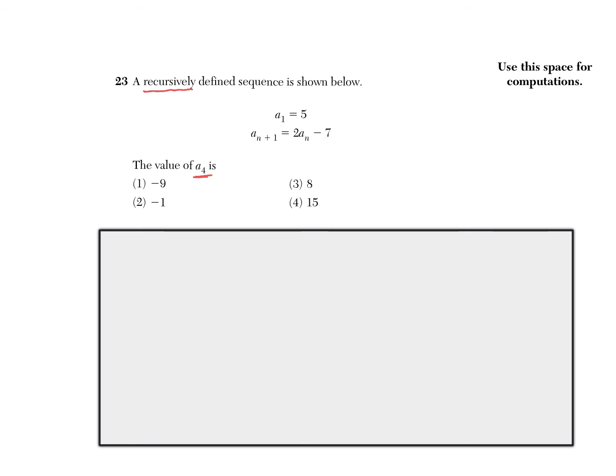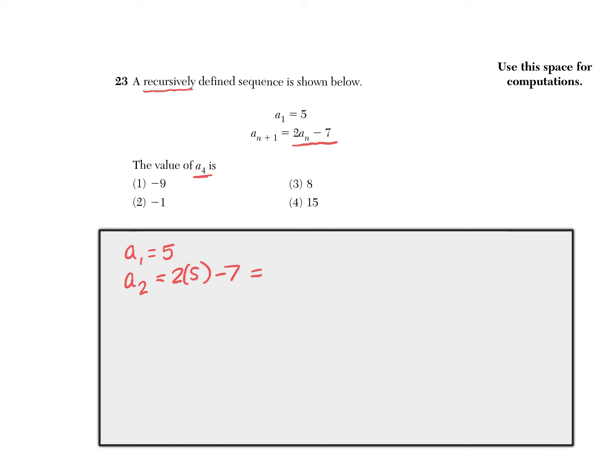So they give you the first term, a sub 1 equals 5. And that means your first term is 5, so you're going to need to use that to find your second term. So your second term, according to this, is found by using 2 times the one before it. So my second term is going to be 2 times my first term minus 7.